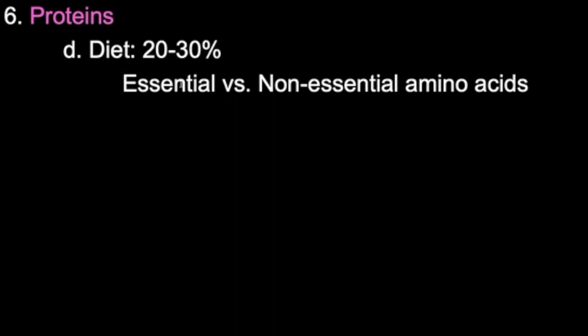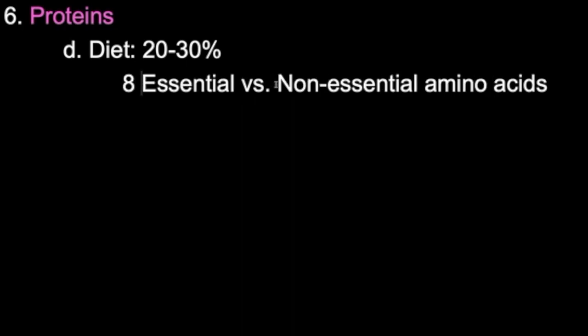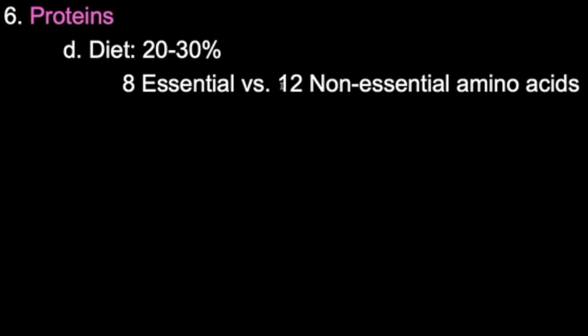The thing is that our body can make 12 of those amino acids. So they're not essential. It's not essential that we get them in our diet because our body can make them. So we have the 8 essential amino acids and we have the 12 non-essential amino acids. The essential ones we have to have in our diet. The non-essential amino acids our body can make.